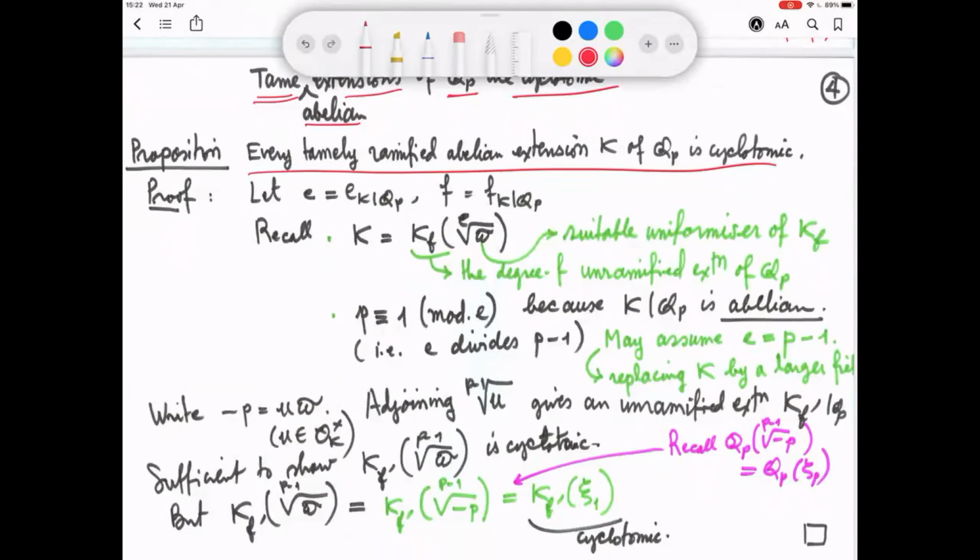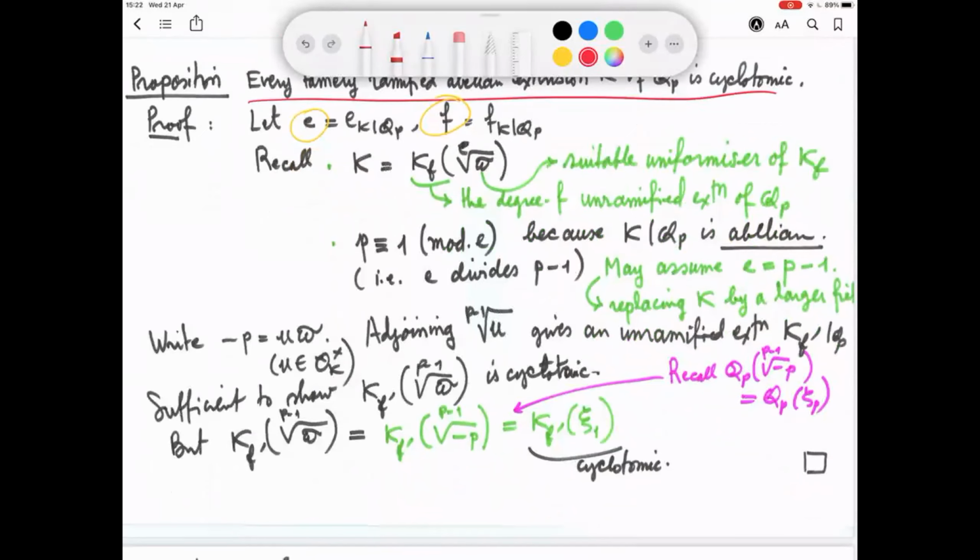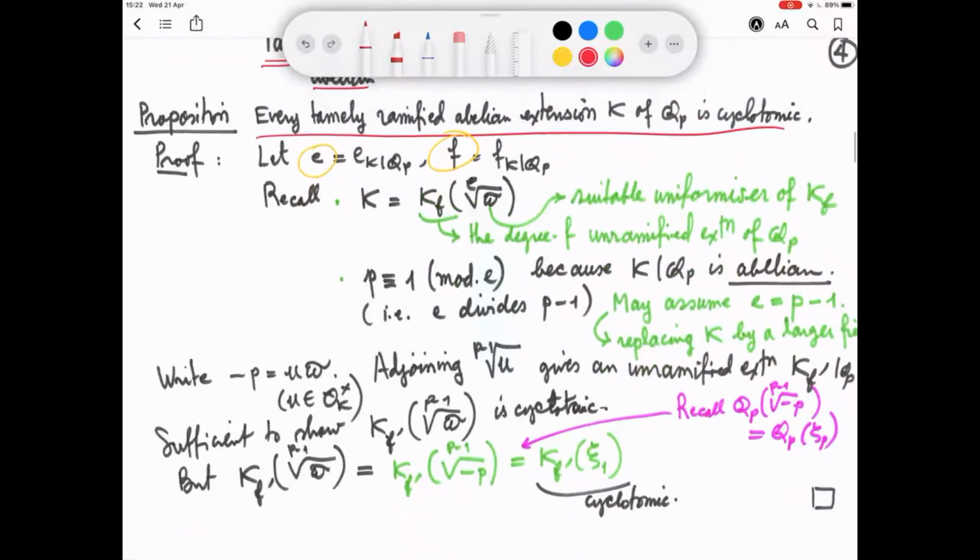So let's abbreviate the ramification index by e and the residual degree by f. Then, so we sort of parametrized all tamely ramified extensions, abelian or not.